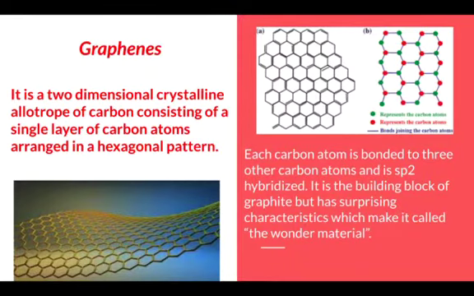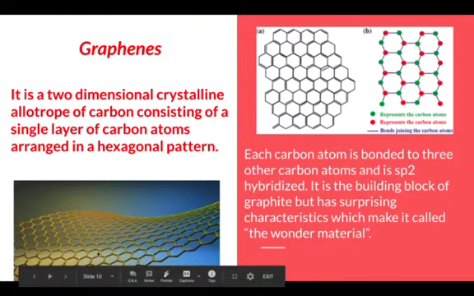Now let us see graphenes. So we saw zero-dimensional allotrope of carbon, that is fullerene, one-dimensional allotrope of carbon, that is carbon nanotube, and graphene is a two-dimensional crystalline allotrope of carbon, and it consists of single layer of carbon atoms arranged in hexagonal pattern. And here also each carbon atom is bonded to 3 other carbon atoms.